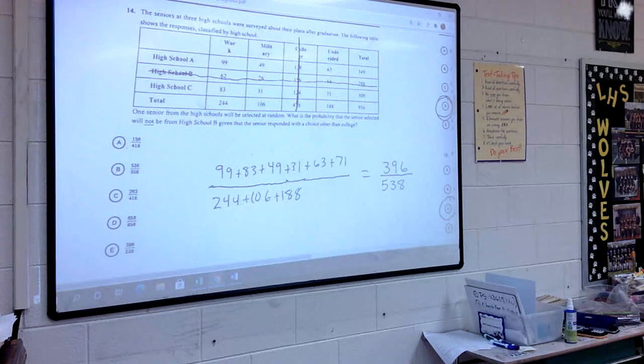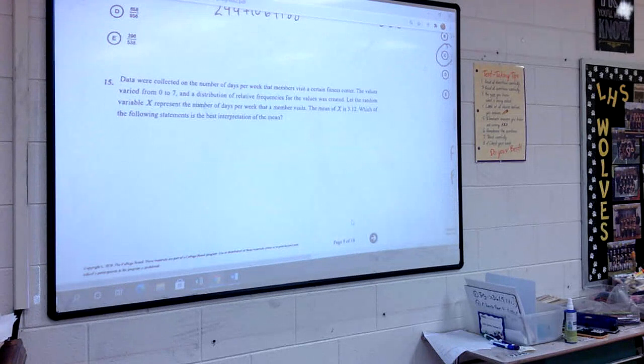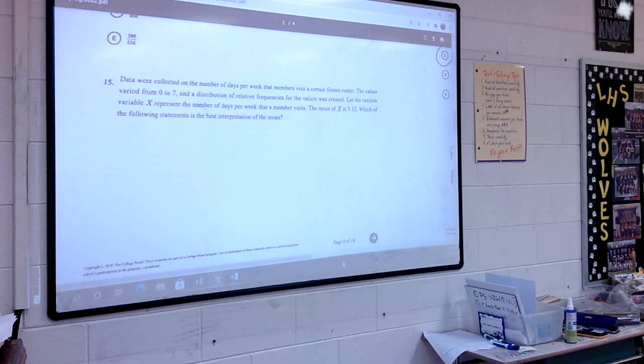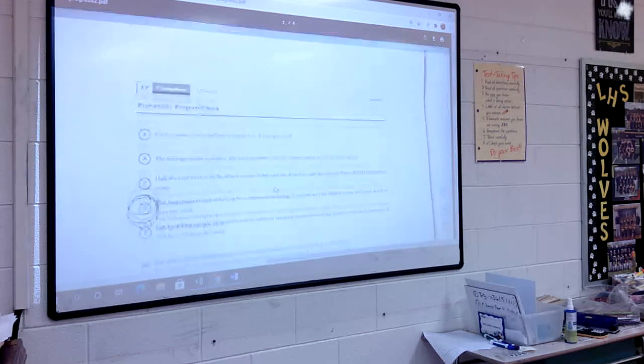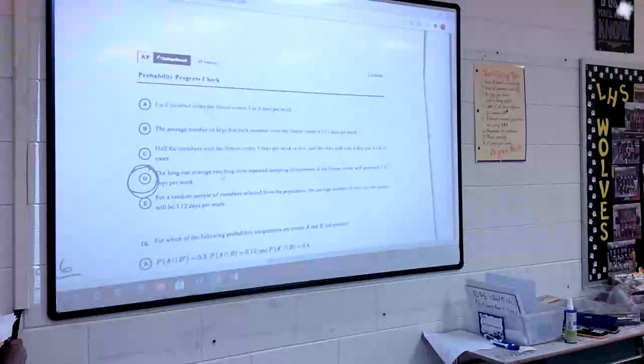All right, so we go to 15. Data was collected on the days per week that they visit a fitness center. The mean is 3.12. Which of the following statements is the best interpretation of the mean? Remember, the mean is the average. And here we're talking about the number of days per week that they visit a fitness center. So the long run average, that's what the mean is. In the long run, over a long period of time, with repeated sampling, it should be about 3.12 days per week.